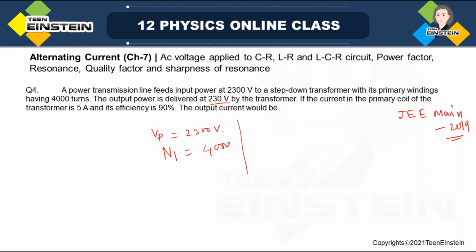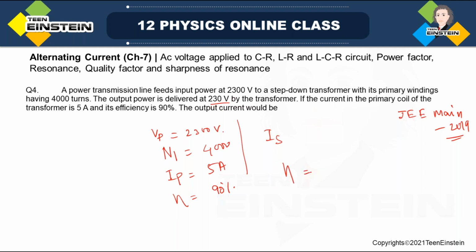Now, if the current in the primary coil, IP, is given as 5 ampere, and its efficiency eta is given as 90%, then what will be the output current? That means you have to find out IS.